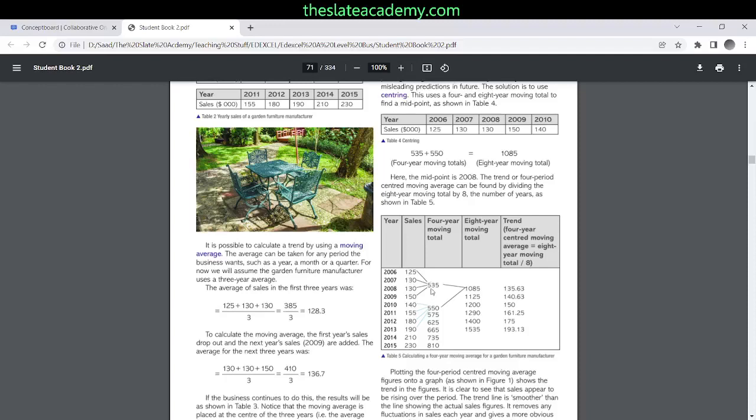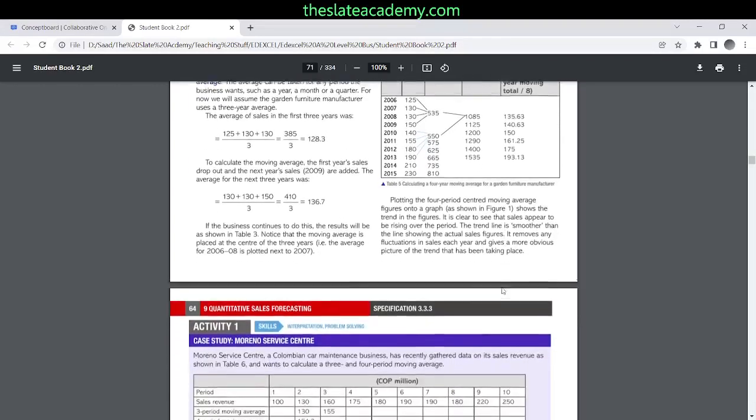So these are the 4-year moving totals twice, and then we add the two of them, 550 and 535, and we get 1085. That's the 8-year moving total. And if we divide the 8-year moving total by 8, we get the 8-year moving average.